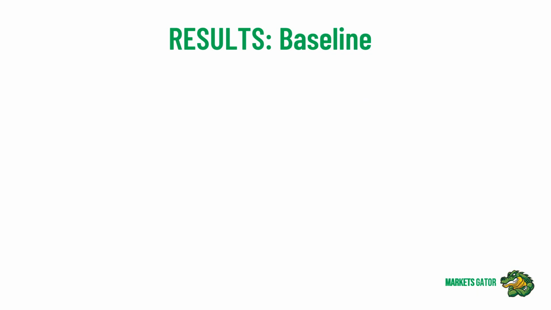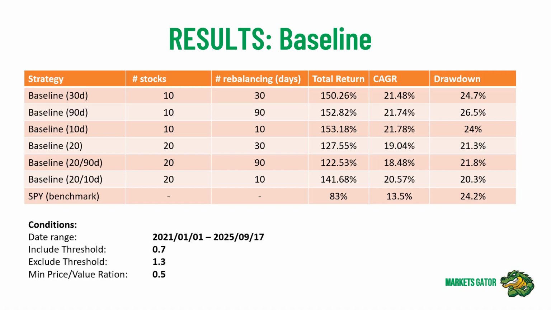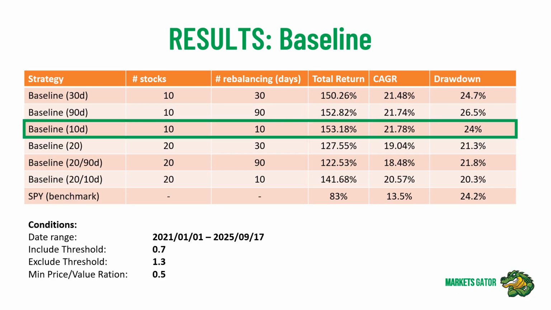This table shows the results for each run of our baseline strategy, and the best result shows the strategy with 10 stocks and rebalance frequency of 10 days. Please also note that on selected time period, each of them are beating the benchmark. This is a big surprise for such a simple strategy.